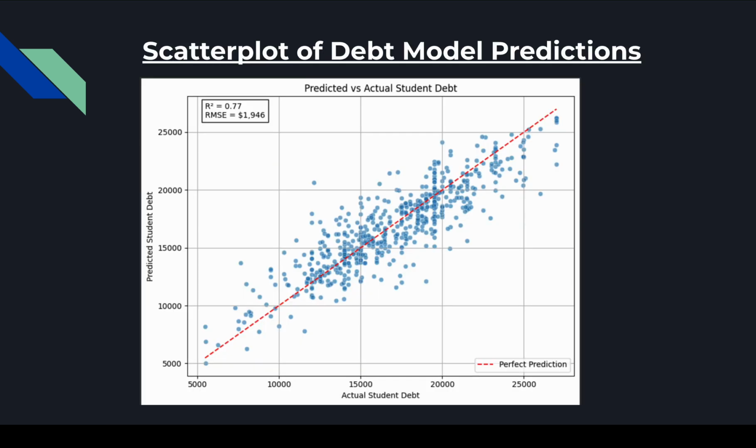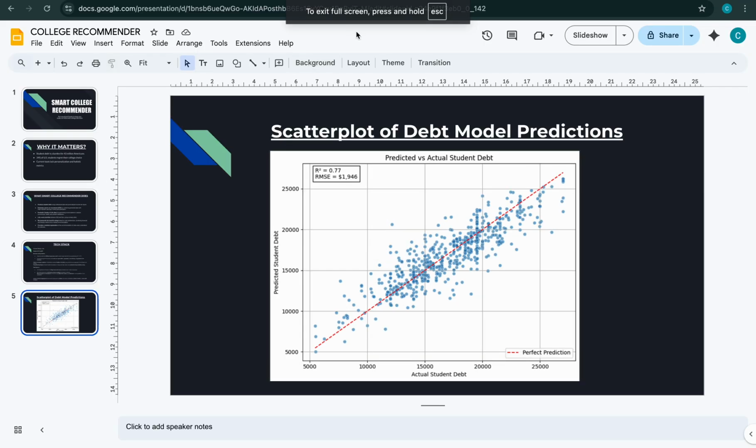Now I just have a small scatter plot of my debt model predictions. As you can see, my R-square score is pretty high, so a lot of the variance is predicted accurately by the model, as you can see here. Now I'm just going to go into a live demo to show how this actually works.